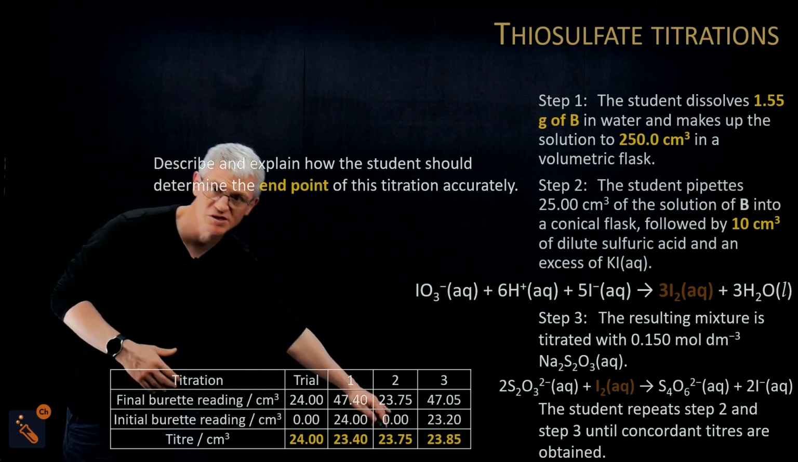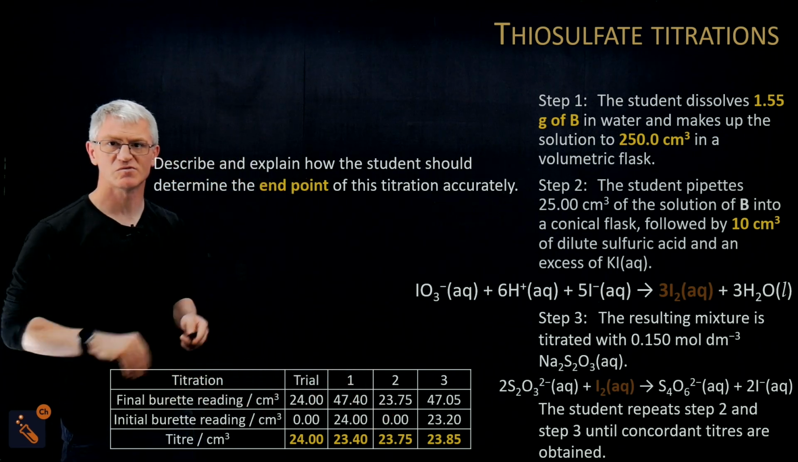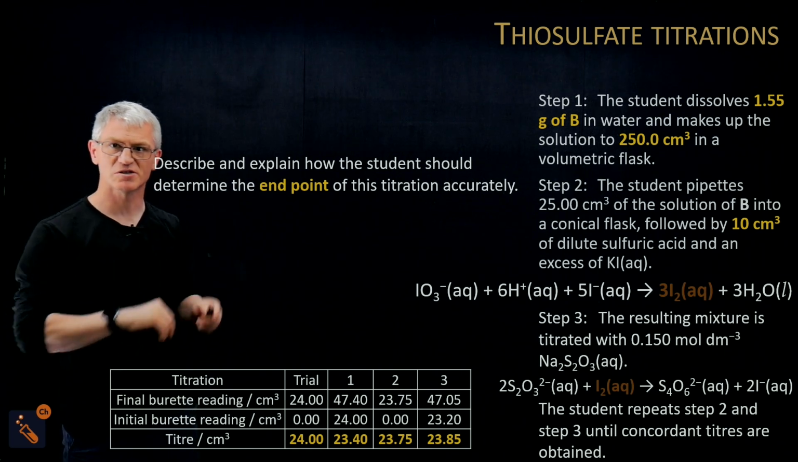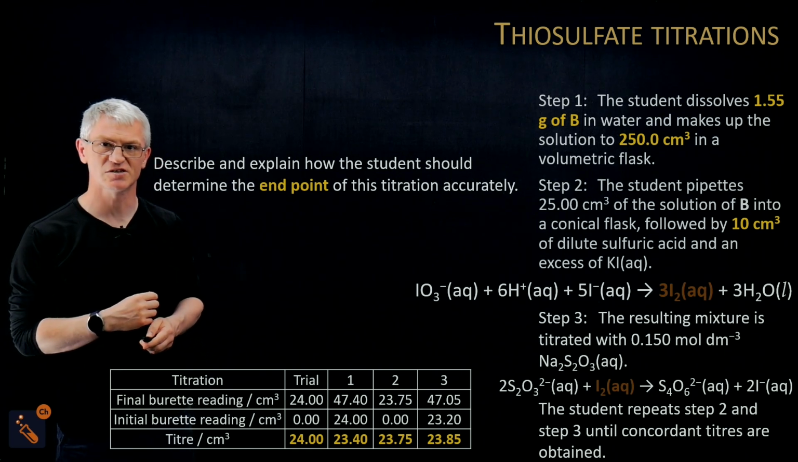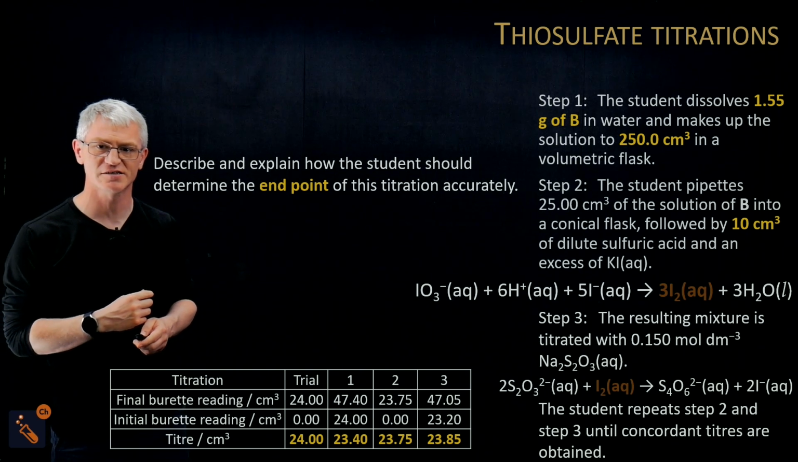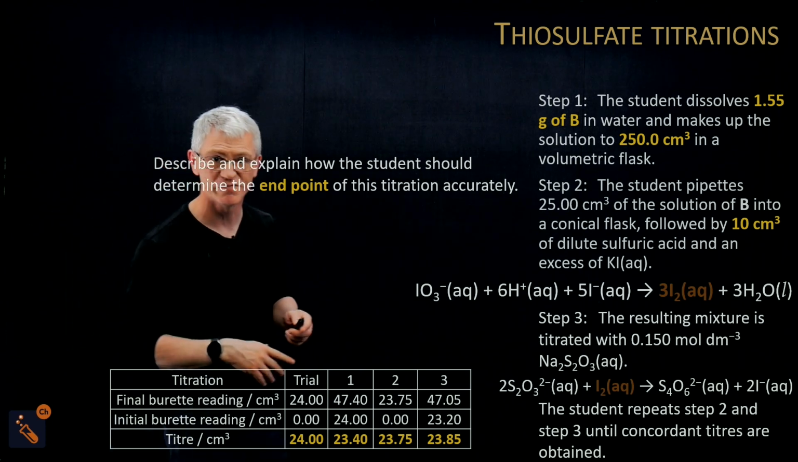You can see those two within 0.1 down there. Now we'll go through a few of the preamble questions. Describe and explain how the student should determine the endpoint of this accurately. So let's have a look at this. This is very similar to what you've had before.